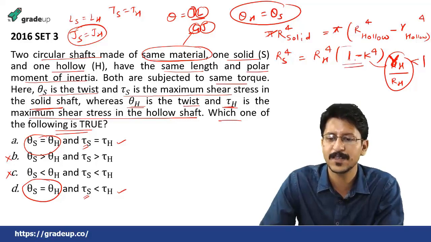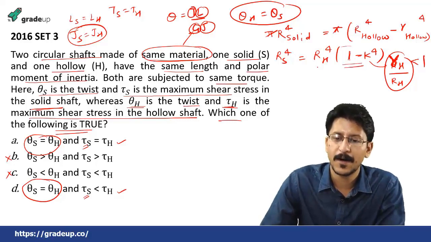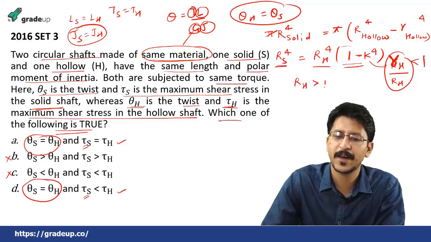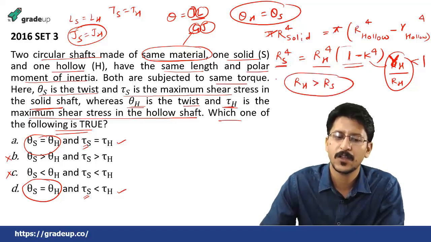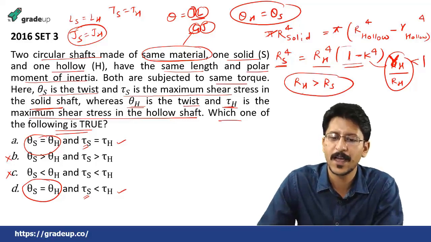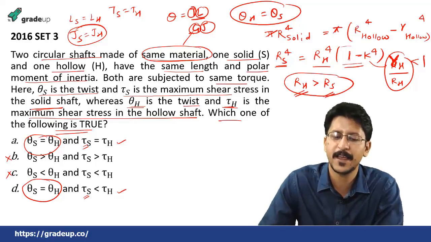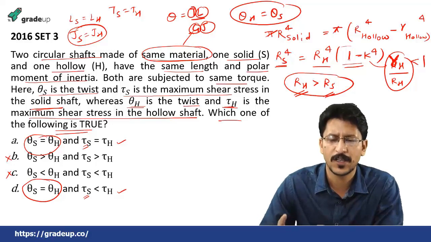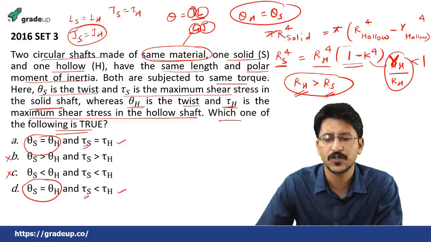So this value will be less than 1. But the multiplication of these two values is equal to this value. That means that RH will be greater than RS. For the hollow shaft, the external radius will be greater than the external radius, or simply the one radius, that is for the solid shaft.